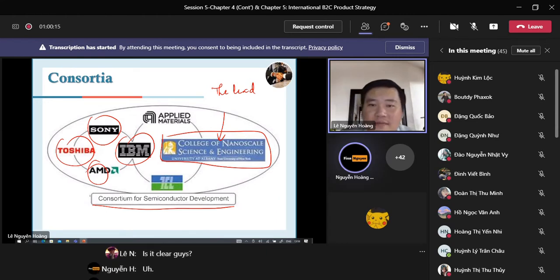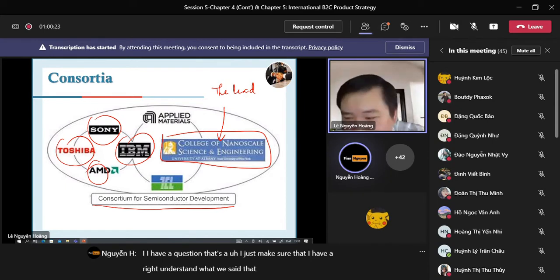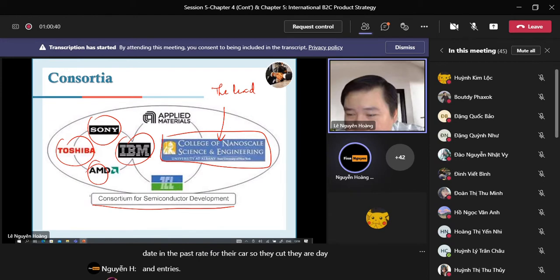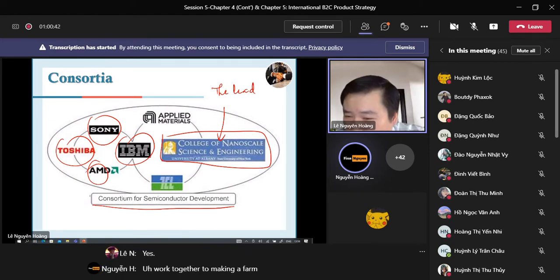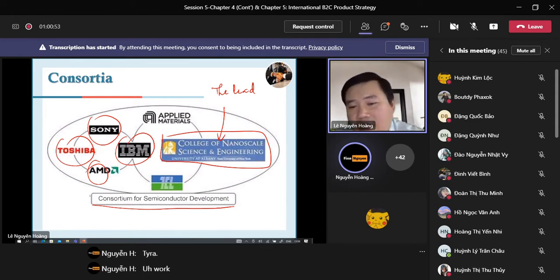I have a question. Yes. I just want to make sure that I have the right understanding of what you said. Like the example of VinFast and LG: VinFast wants to reduce the R&D cost for the battery for their car, so VinFast and LG work together to form a firm to reduce the cost of the battery for their electric car. So VinFast and LG are a consortia. Am I right?